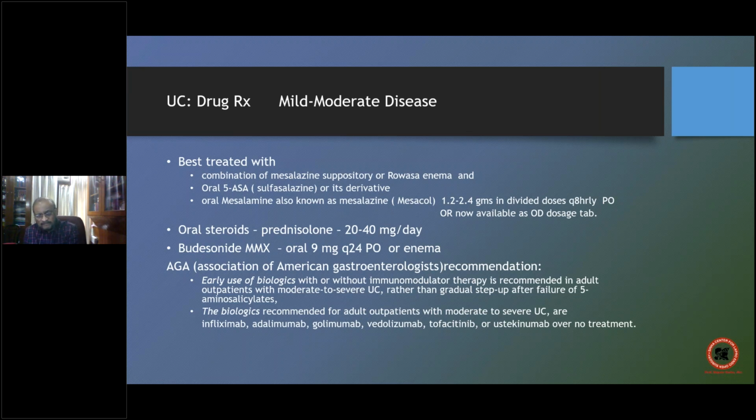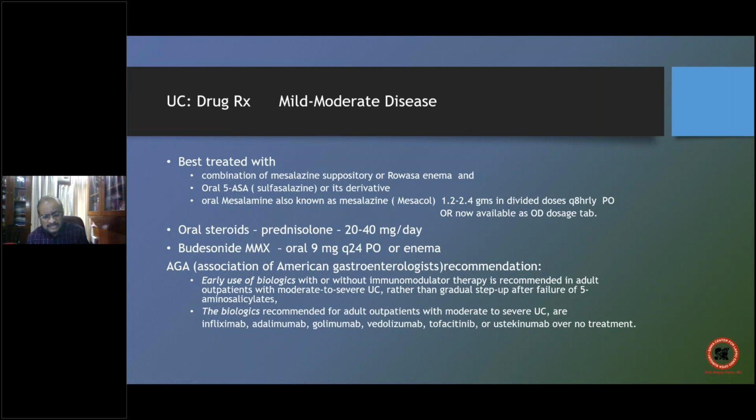Now, the American gastroenterology recommendation is, however, different. They say that the use of biologics, with or without an immunomodulator, remember the immunomodulators, cyclosporin, azathioprine and so on, in moderate to severe ulcerative colitis, does not go for a gradual step-up after failure of 5-aminosalicylic acid. Start biologics immediately. So one pattern could be a step-up treatment.